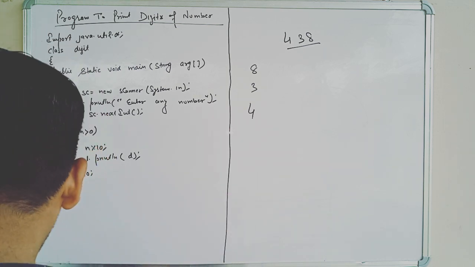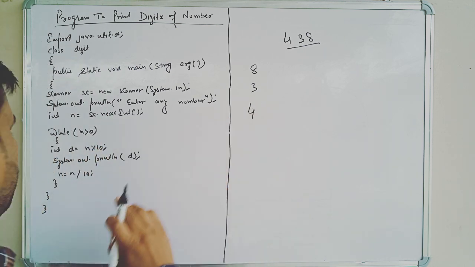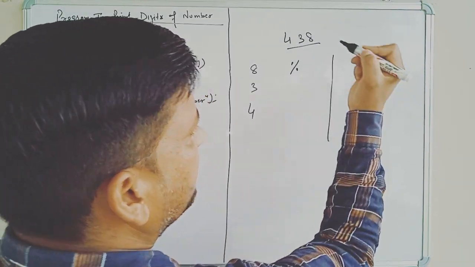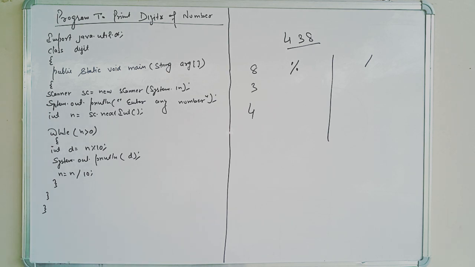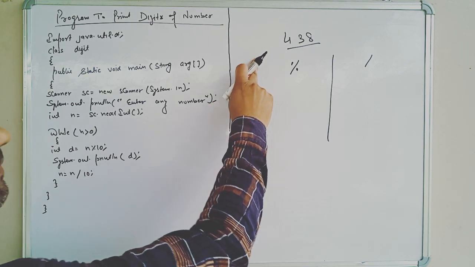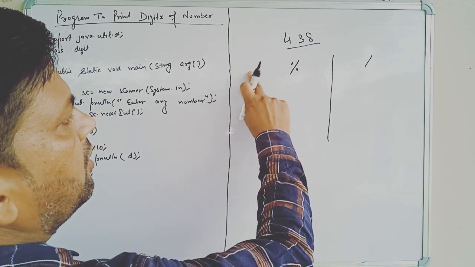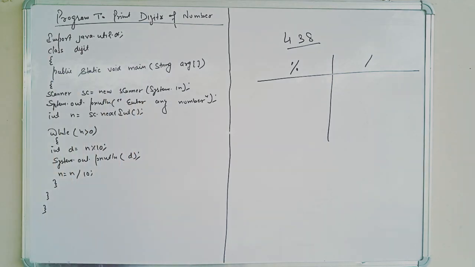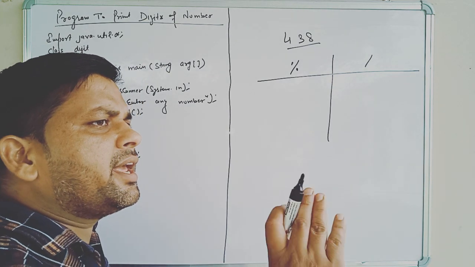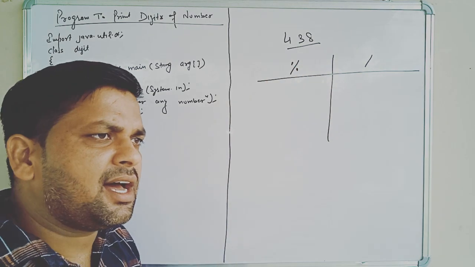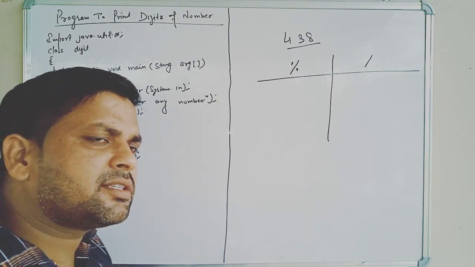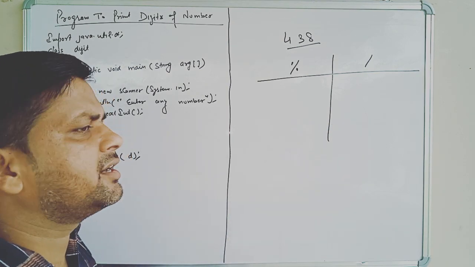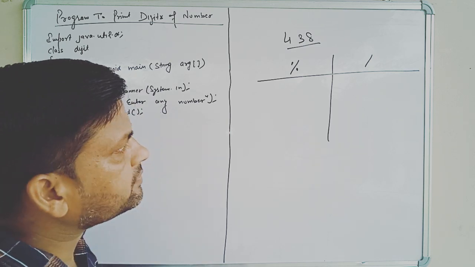So in this program you must know about the modulus operator and the division operator. This is very important in this program. Now modulus, as you already know, will give the remainder, or in other words you can say it will extract the digits. If you take modulus with 10, it will extract the last one digit. If you take modulus of a number by 100, it will extract the last two digits.